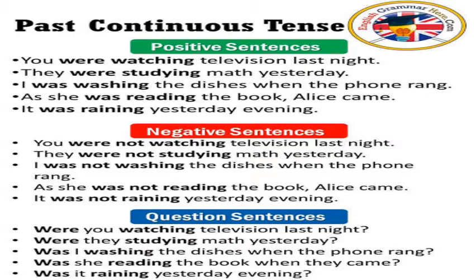As she was reading the book, Alice came. As she was not reading the book, Alice came. Was she reading the book when they came or when Alice came? It was raining yesterday evening. It was not raining yesterday evening. Was it raining yesterday evening?